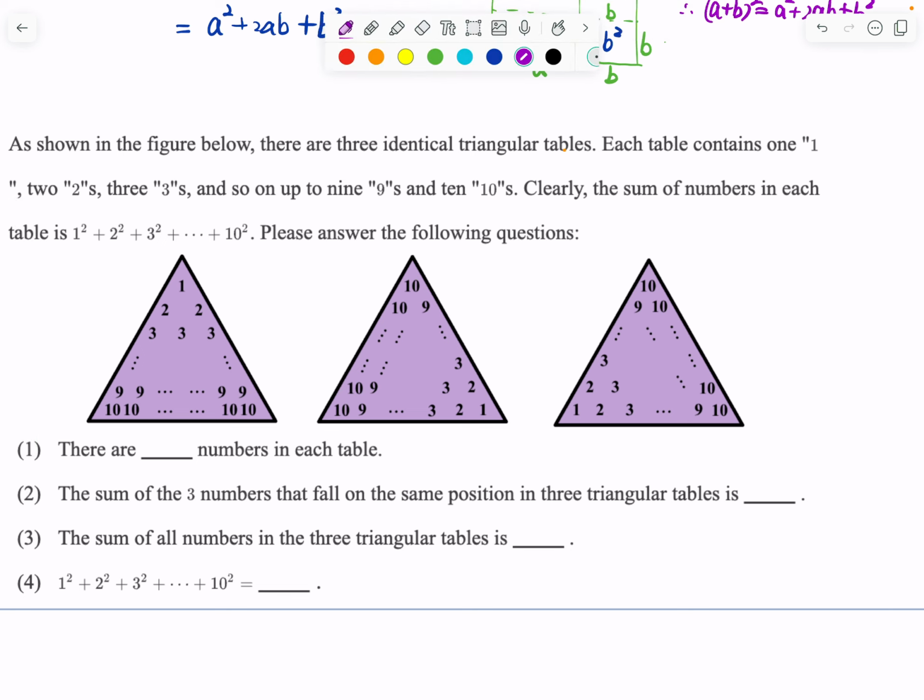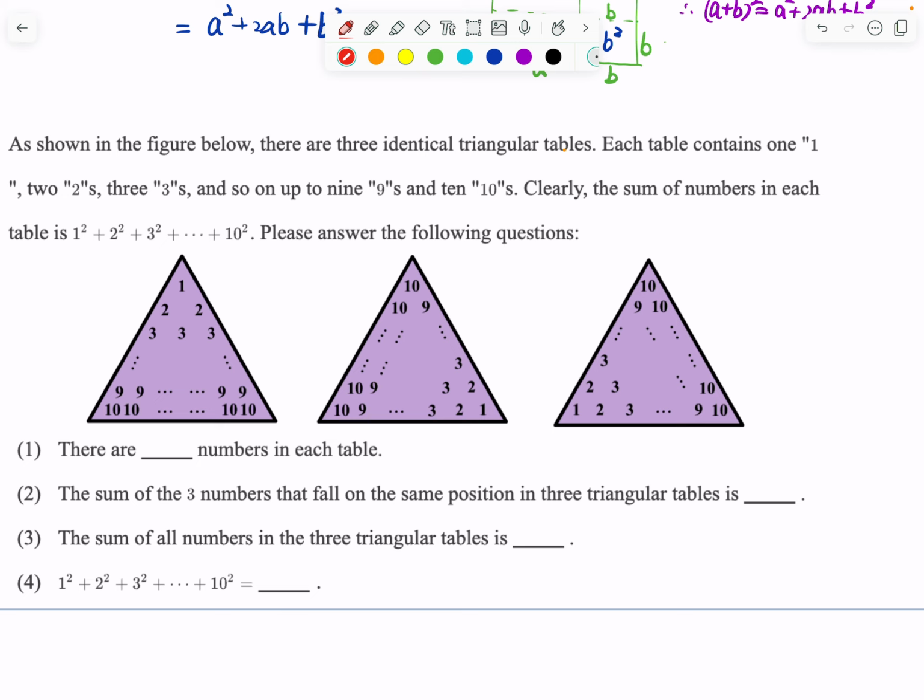As shown below, we have three identical triangular tables, and each table contains 1, 2, 2, 3, 3, and so on, until 10. Firstly, can you tell me, if I want to calculate the sum of numbers in each table, it is 1 square plus 2 square plus 3 square, right? Because this is the definition. 1, 1 is 1 square. 2, 2 is just 2 square, and 3, 3 should be 3 square, like that.